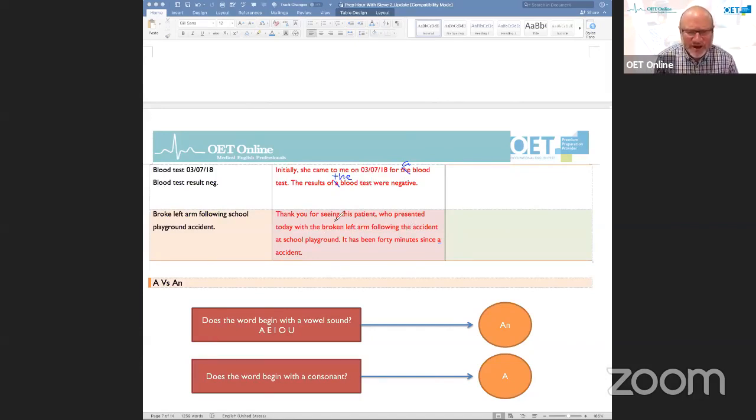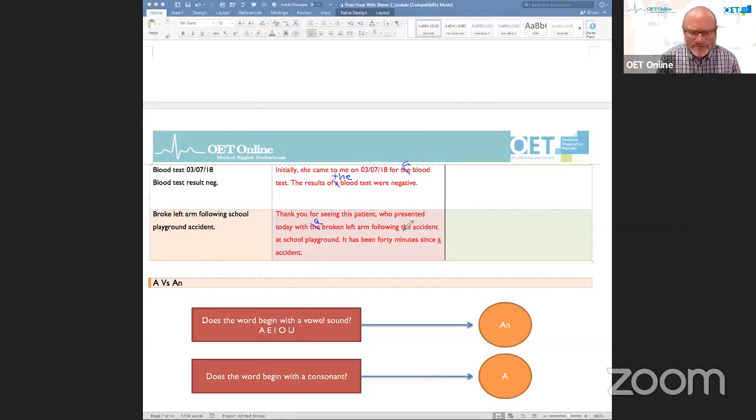Next one. Thank you for seeing this patient who presented today with the broken left arm. Now, again, I don't know if anyone wrote this one, but it's the same, and Sandy mentioned before, we're going to say a broken left arm. Yes, it's a specific, it's the left one, but there are two arms. So a broken left arm.